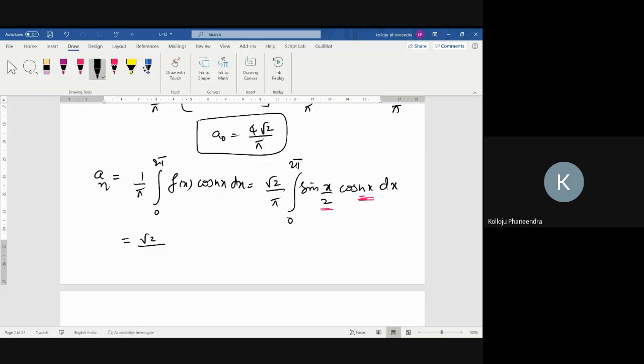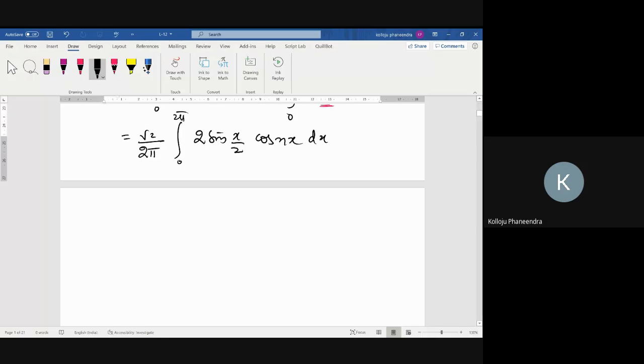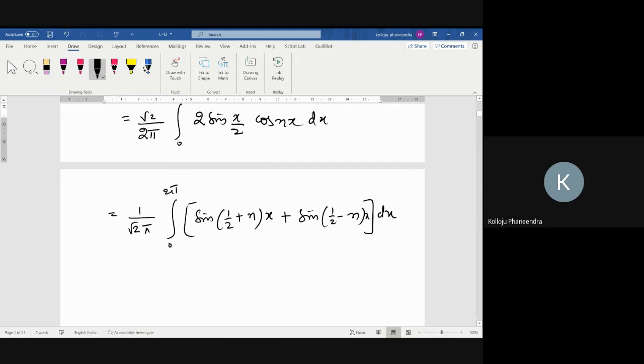So I am getting root 2 by 2 pi integral 0 to 2 pi 2 sin a cos b dx. This is equal to 1 by root 2 pi integral 0 to 2 pi sine a plus b, with a value and b value, x is common, plus sine a minus b, sine a minus b x dx.